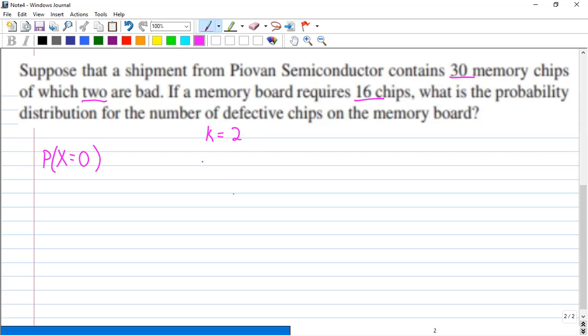All right. How many total chips did we get in the shipment? How many total from the place? 30, right? So capital N is 30. How many chips are on the memory board? 16. So that's our little n. It's 16.